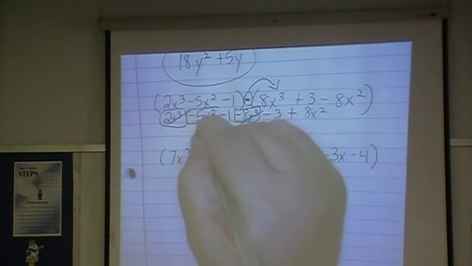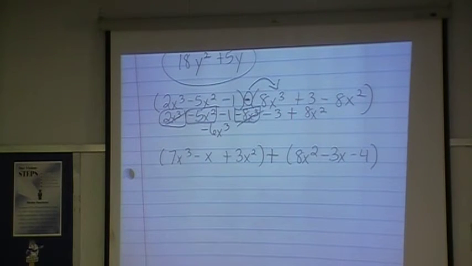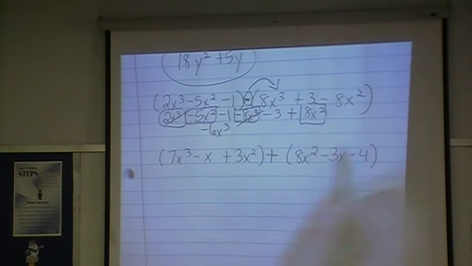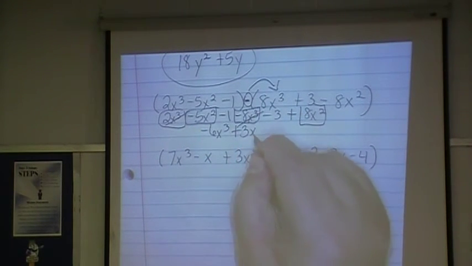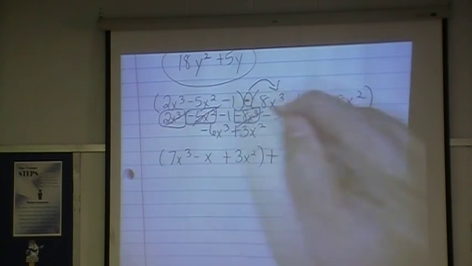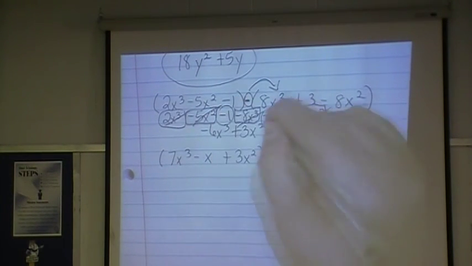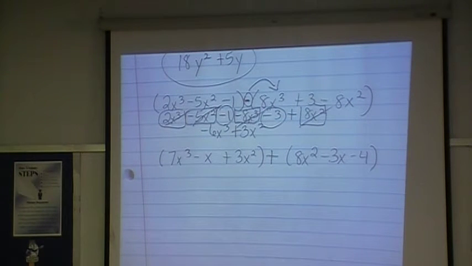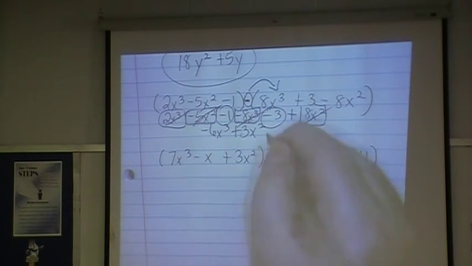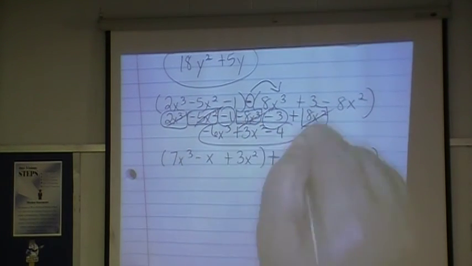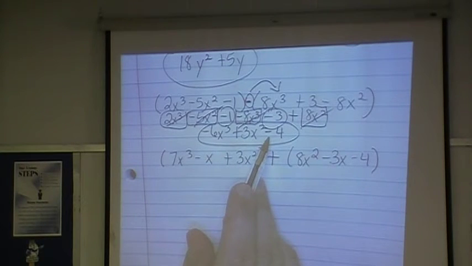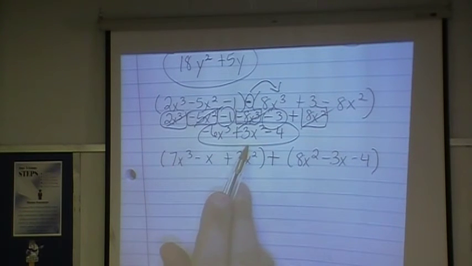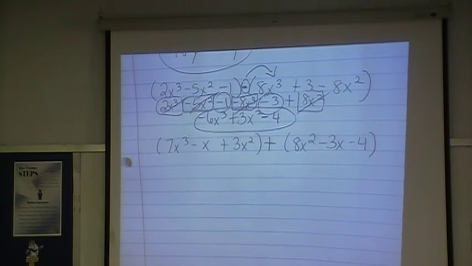The next term I come to is an x squared. Do I have any more x squares up there? Yes. Negative 5 and 8 is 3x squared. Done with the x squares. Then I have a negative 1 and a negative 3. When I combine the negative 1 and negative 3, I get minus 4. So your answer: negative 6x cubed plus 3x squared minus 4. Yes? You sure? Okay.